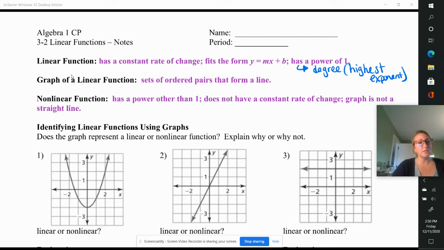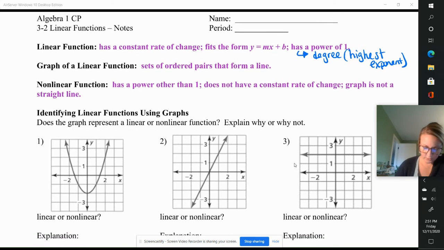Okay, so functions are either linear or nonlinear. For them to be considered linear, it needs a constant rate of change. It can be expressed as y equals mx plus b, and it has a degree of 1. So a nonlinear function has a power other than 1. It does not have a constant rate of change, and the graph would not be a straight line. Depending on what representation you're given, whether it's a graph, a table of values, or an equation, would change your reasoning as to why it's linear or nonlinear. And then the graph of a linear function is the set of ordered pairs that form a line.